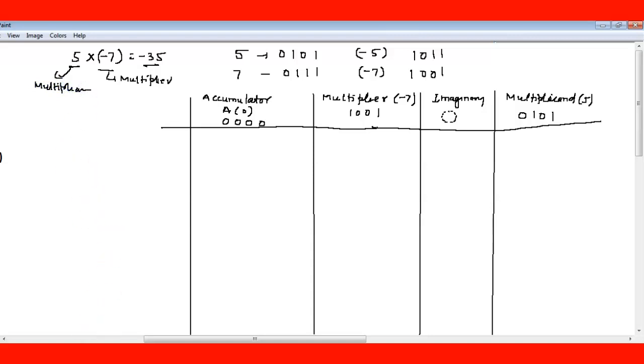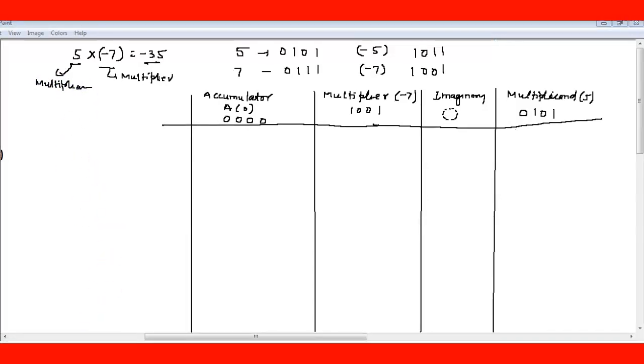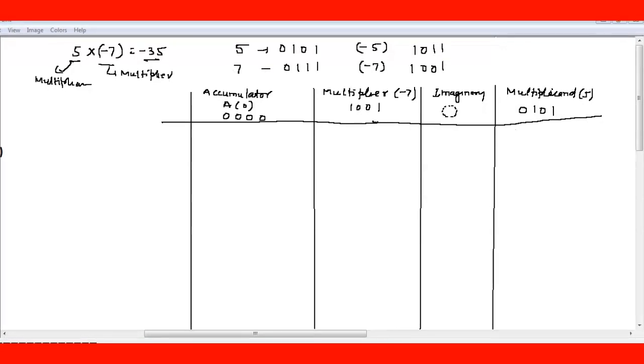So the multiplicand value, which we are writing here, is minus 7. We have written minus 7 in the second complement form, which is 1001, and this 0 is imaginary. This is the multiplicand, which is 5.